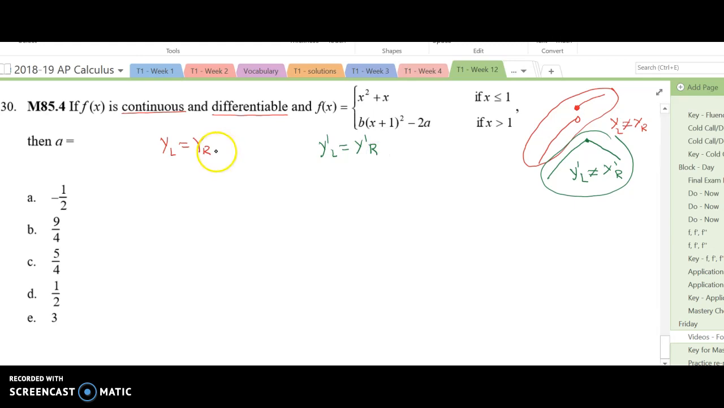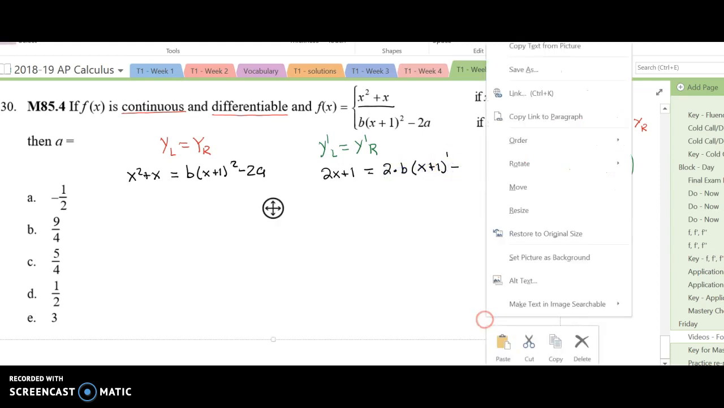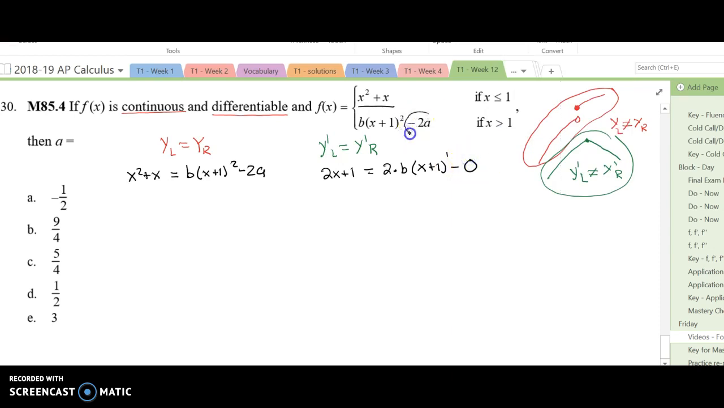And so to make the first case match, we'll set x squared plus x, which is y on the left, equal to b times x plus 1 squared minus 2a. And our second equation comes from the derivatives. So 2x plus 1, the derivative of the left side, must equal 2 times b times x plus 1 to the first power minus 0, because the derivative of that is just a constant.